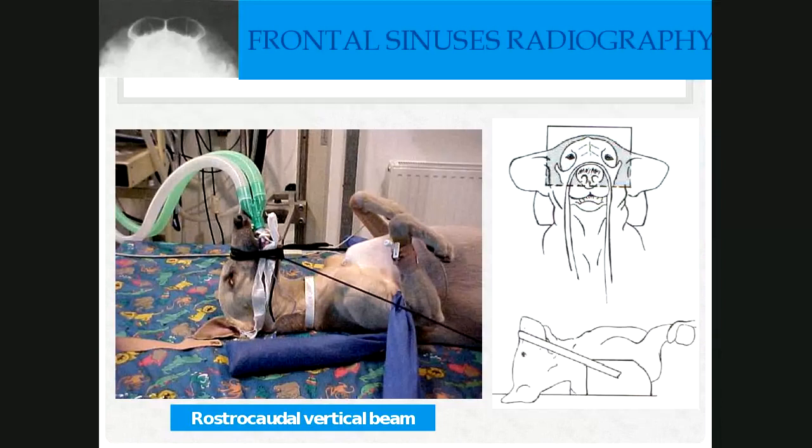So this is an example of how to perform the rostrocaudal vertical beam view. The patient is placed in dorsal recumbency with the nose pointing up, and the hard palate at a sagittal plane or vertical to the cassette. And then the primary beam is aimed at the hard palate and at the dorsum of the nose and centered on the forehead. So everything in line with the patient, parallel.